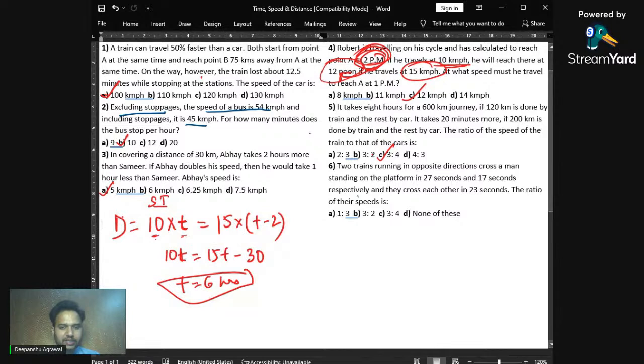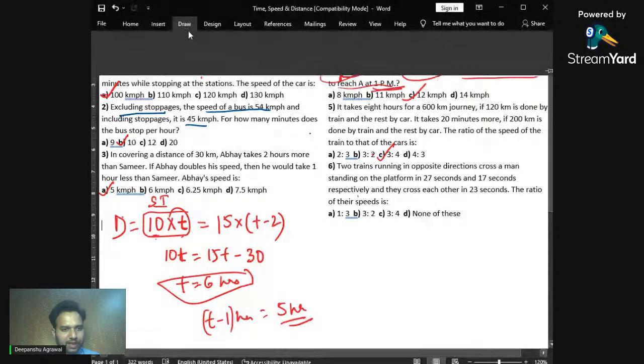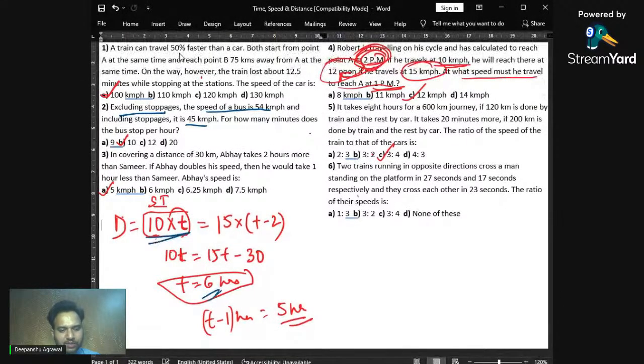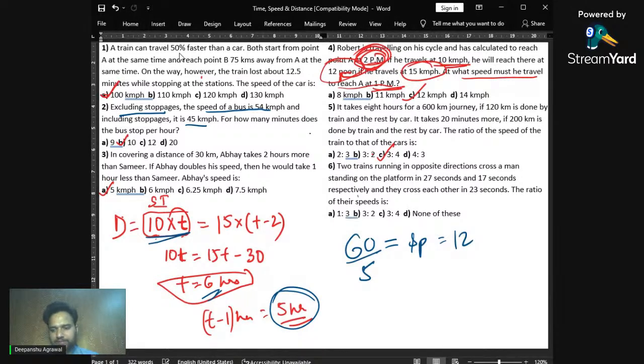And if t is equal to 6 hours, then they are asking us at what speed must he travel to reach there at 1 p.m., right? So he wants to cover that journey in t minus 1 hour. What is the meaning of 1 p.m.? 1 p.m. is t minus 1, because t was the time till 2 p.m. So he wants to cover the same journey in 5 hours. So 10 into t, just put the value of t here and calculate the distance. t is 6 hours, 10 into t would be 60. So this distance of 60 you want to cover in 5 hours. Distance divided by time will be equal to speed, right? So the speed would be 12 kilometer per hour. I hope this is done.